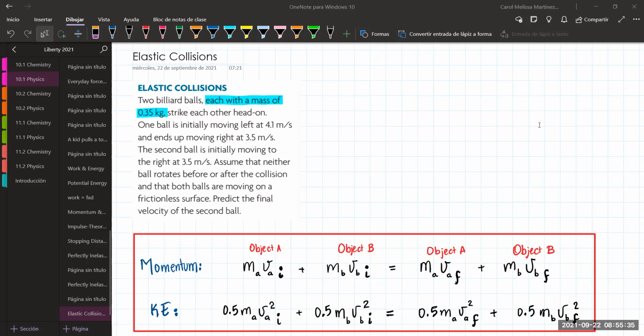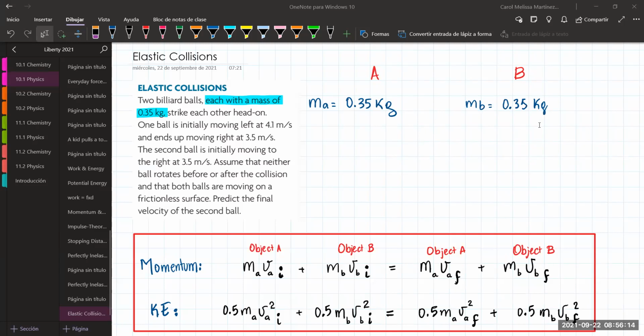That means that the two balls are going to share the same mass because, as I say, we are talking about the same kind of balls. Okay, so the first data is given already. They are giving you the mass to be 0.35 kilograms. Both masses are the same. The reason, as I told you, is because billiard balls have the same shape, the same size, and they are built with the same material, so they're going to have the same mass.